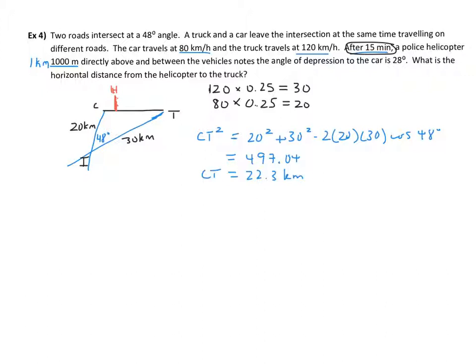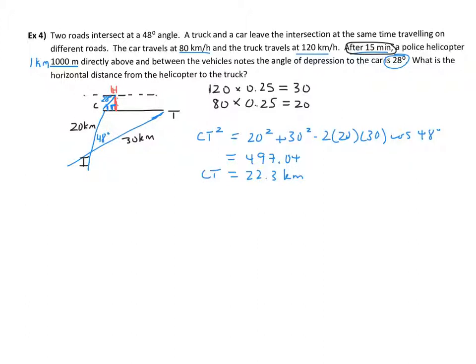Now, I'm going to draw another horizontal line of sight. The line of sight, the angle of depression to the car, so looking down to the car, the angle of depression was 28 degrees. So that is this little angle up here, which also will match the angle in the bottom corner here. And this would make a 90-degree angle. The helicopter's height is at a 90-degree angle to the ground. So hopefully you can see all those pieces there.